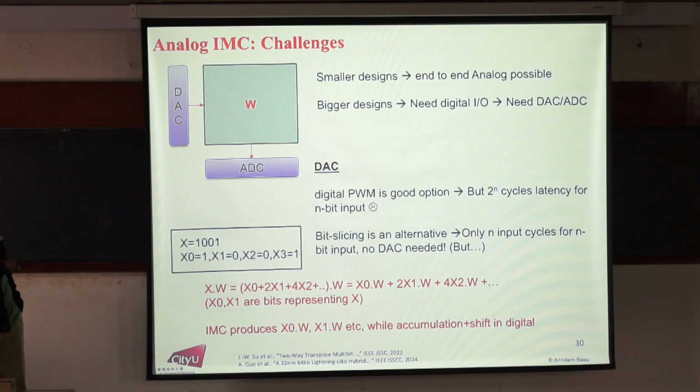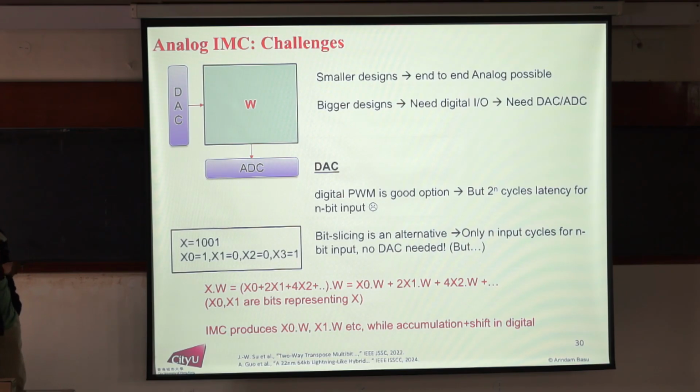So which means if I have a number 1001, x0 is the LSB, then x1 is 0, x2 is 0, x3 is 1, okay? So you can split it up and then multiply with w. So it's linear, so you can do x0 times w plus 2 x1 times w plus 4 x2 times w and so on, okay? So this is just expanding it.